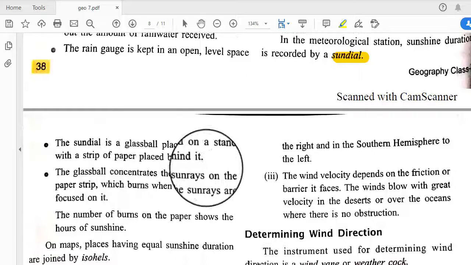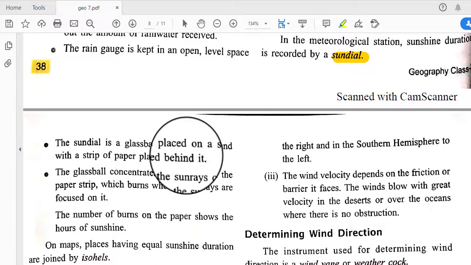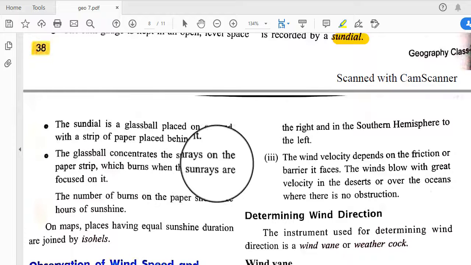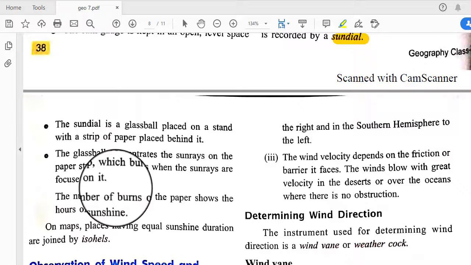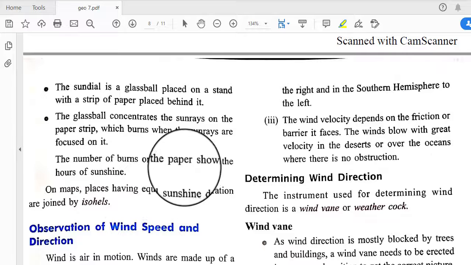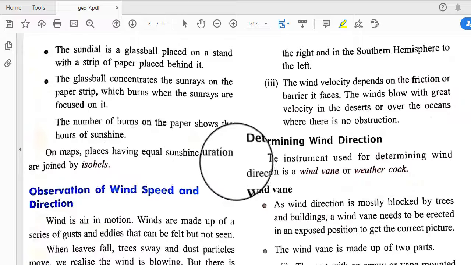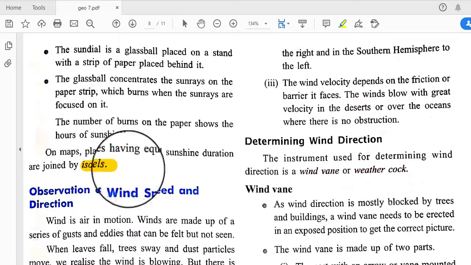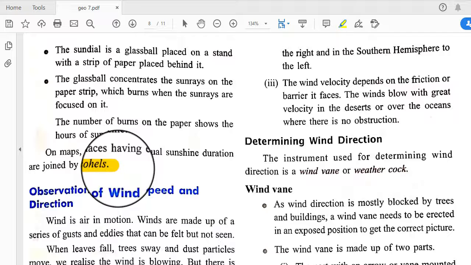The sundial is a glass ball placed on a stand with a strip of paper placed behind it. The glass ball concentrates the sun rays on the paper strip, which burns when the sun rays are focused on it, and the number of burns on the paper shows the hours of sunshine. On maps, places having equal sunshine duration are joined by lines called isohels. If we join the places with equal sunshine, we get an imaginary line, which is called an isohel.